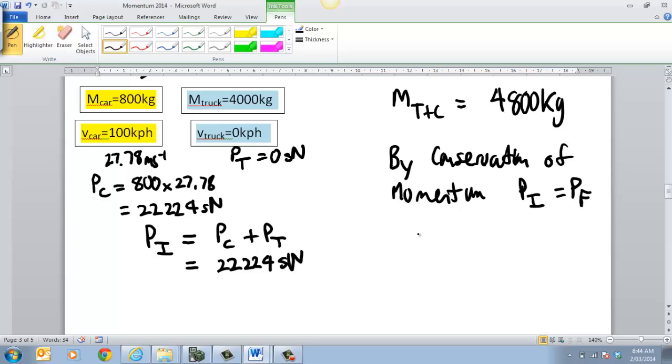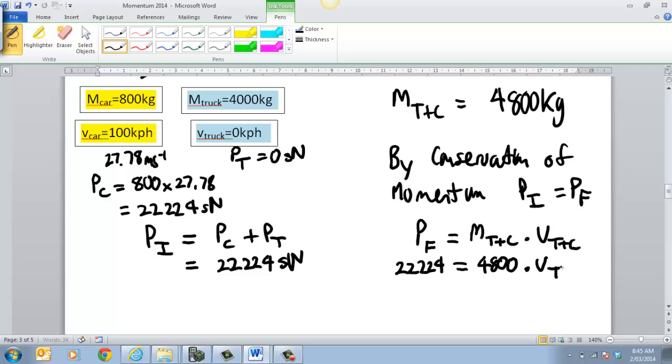So therefore, again, P final is going to be equal to the mass of the truck and the car times the velocity of the truck and the car. Remember, we have to use these subscripts to help us understand what we're doing. Now I can put in the things that I do know. We know that's 22,224, and then we know that this over here is going to be 4,800, and that's times the velocity of the truck plus the car.